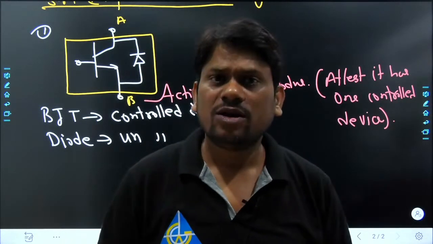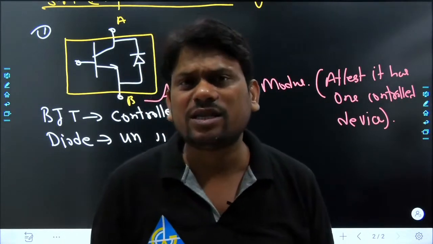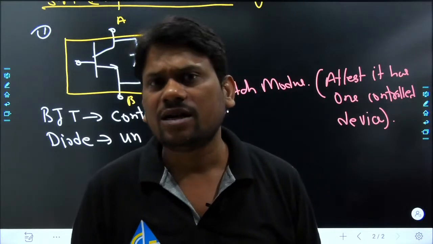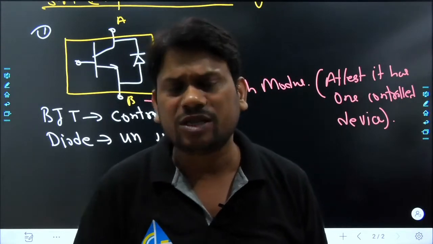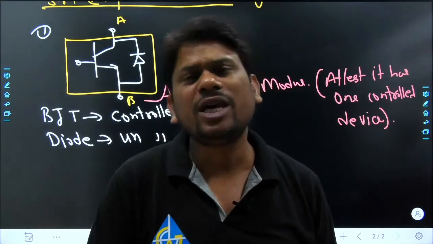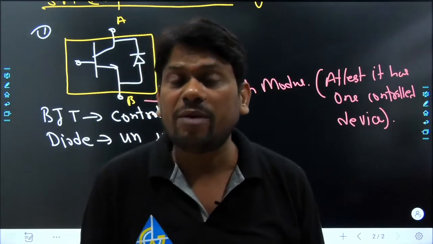As I told you, to design an AC to DC converter, why do we require SCR? It is not mandatory, my dear friend. We can use IGBT to design an AC to DC converter. We can use MOSFET. We can use BJT as per our requirement.